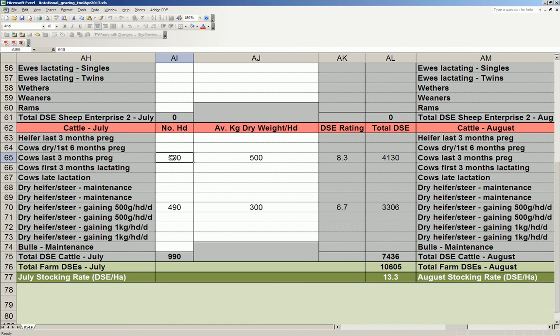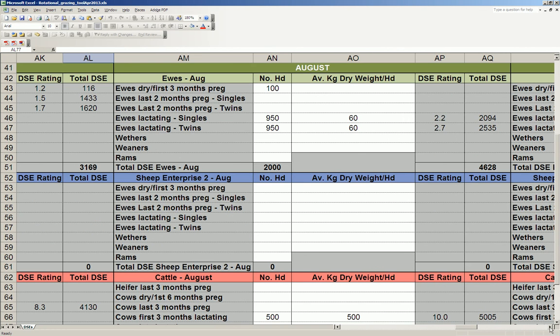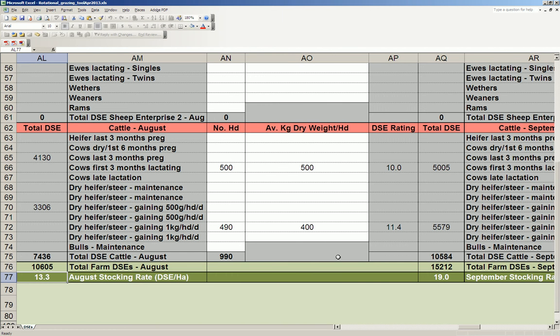Okay, down in my cows, I've still got my 500 cows, but now they're in their last 3 months of pregnancy. And I've weaned off the calves back in February, and I've got 490 of those. They're growing at about half a kilo a day, and they're about 300 kilos. So the average DSE per hectare for the farm is now 13.3 during that July period. Okay, so you get the general idea that you just need to add in the number of head and the average weight for each stock class throughout the year.